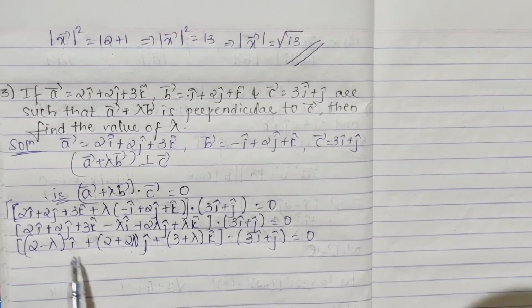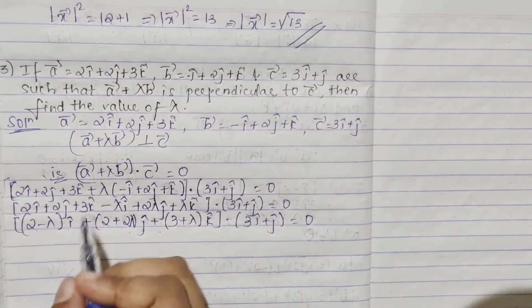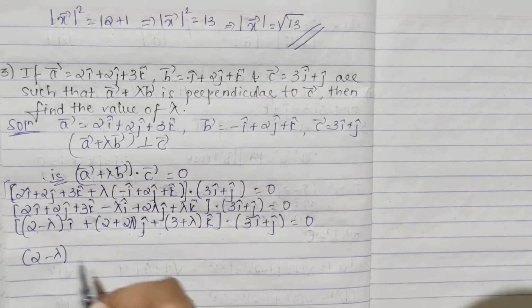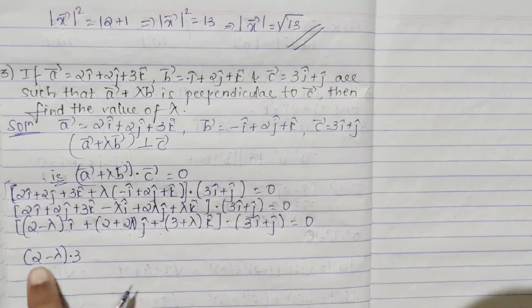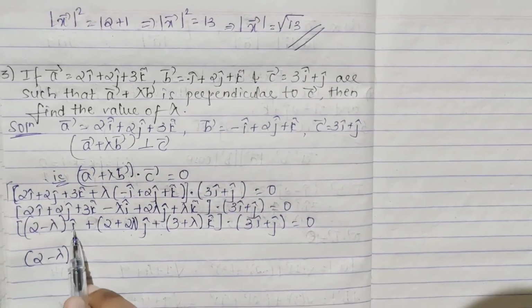Okay, now we will multiply each term. So i into i will be 1. So directly I can write, (2 minus lambda) into 3. i into i is what? 1. You know it. In the first problem I have shown you. Same, i into j will be 0.